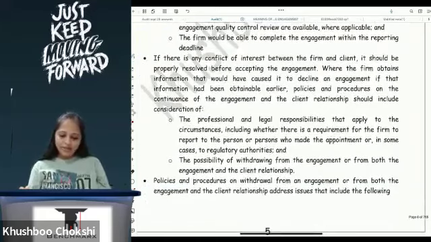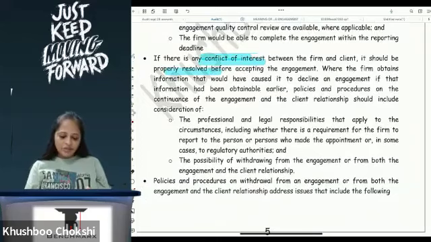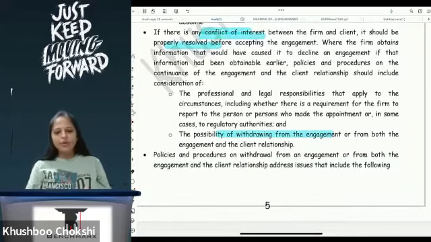If there is any conflict of interest, then that should be properly resolved. And if there's conflict of interest and if you have to withdraw the engagement, then you have to withdraw the engagement. That is something which we have already discussed.